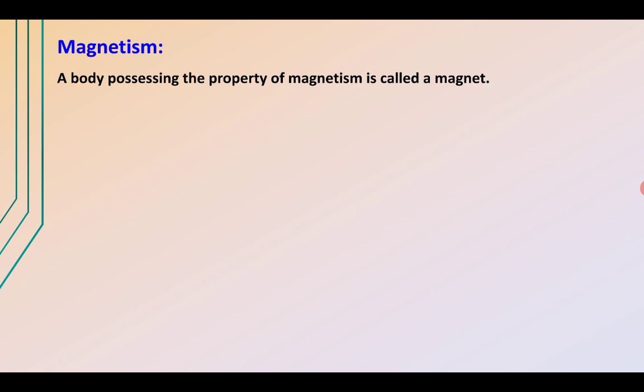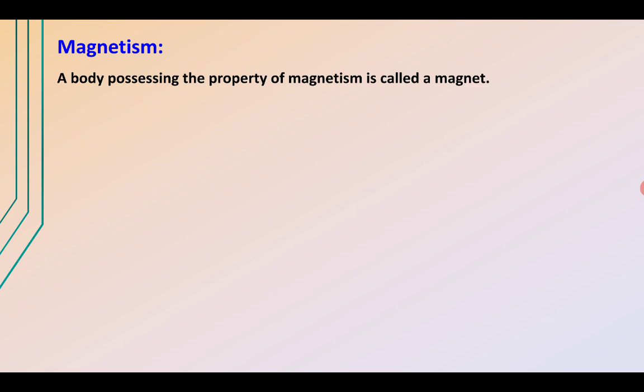What is magnetism, or what is a magnet? Basically, a magnet is a material that has both attractive and directive properties. It attracts small pieces of iron, nickel, cobalt, etc. And this property of attraction is basically called magnetism. So a body possessing the property of magnetism is called a magnet.